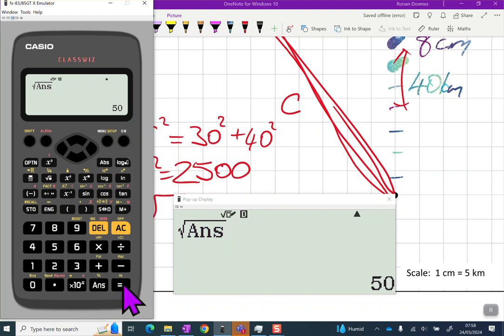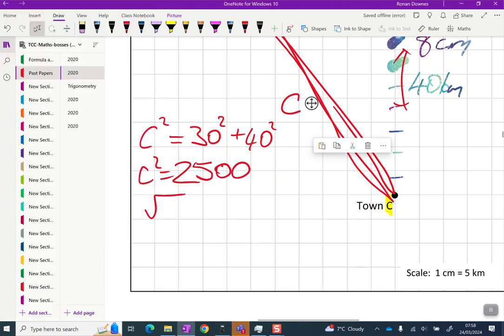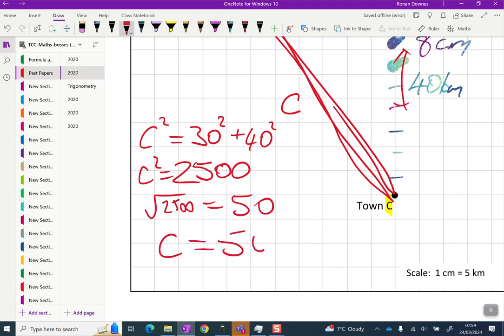And you get 50. Now, some of you might also know how to use the square root button in one go directly, which is you're just filling in the 30 squared and the 40 squared under the square root sign. So you're doing both of those steps in one go and you're getting 50. Okay, so 50 kilometers is the distance. Go back to the question.